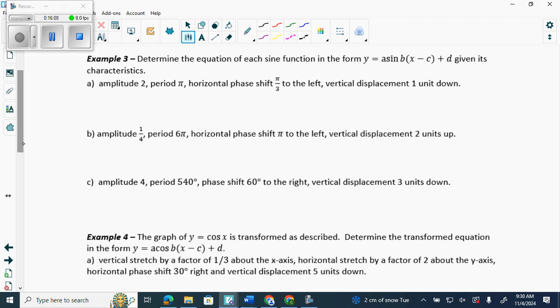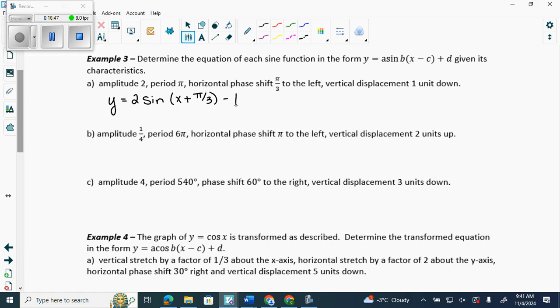This is in the form A sine B x minus c plus d. Given this information, fill in A, B, C, and D. So y equals A sine B x minus c, given its characteristics. Amplitude of 2, where does that go? Before the sine. Horizontal phase shift of pi over 3 to the left. It's an x, so I get x plus pi over 3. Vertical displacement 1 down, minus 1.